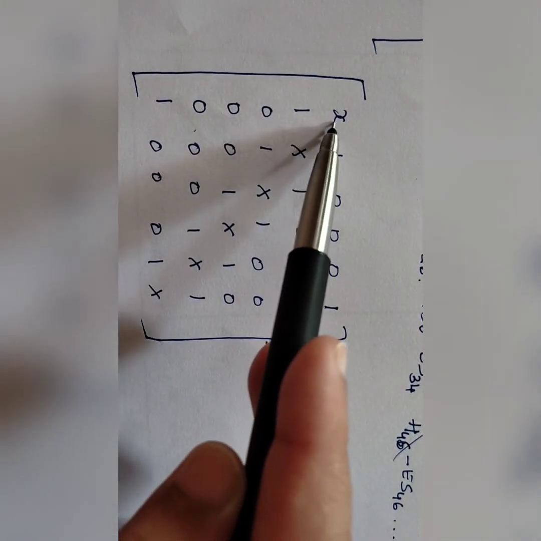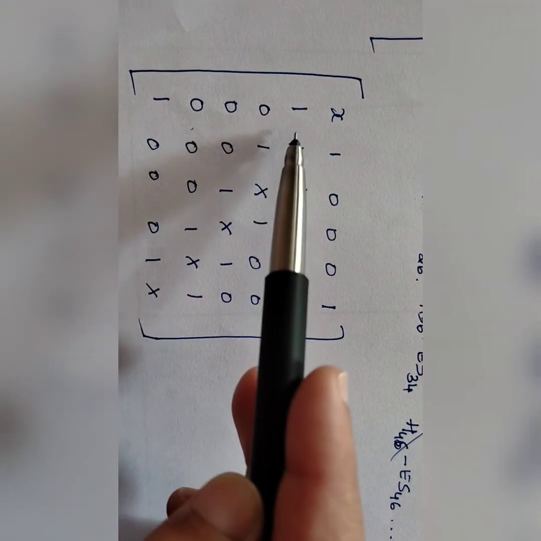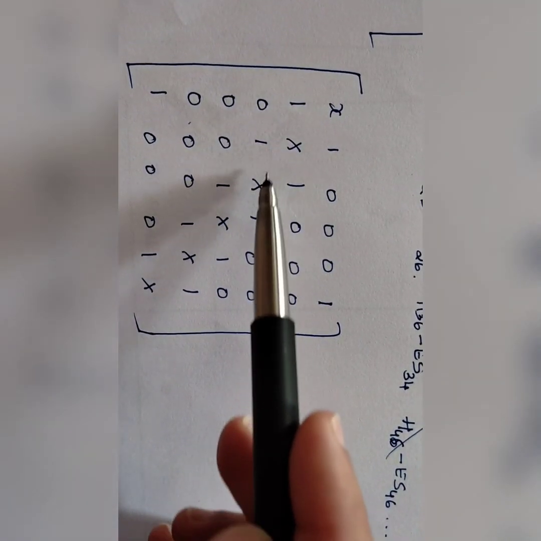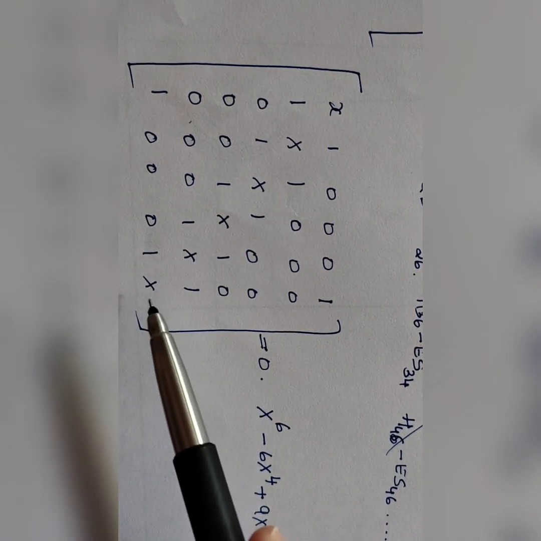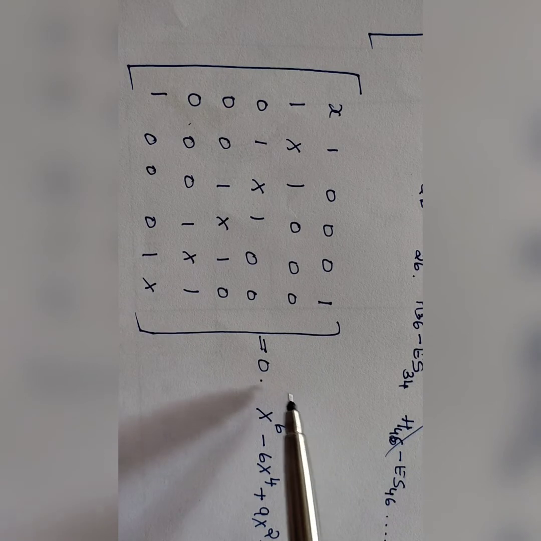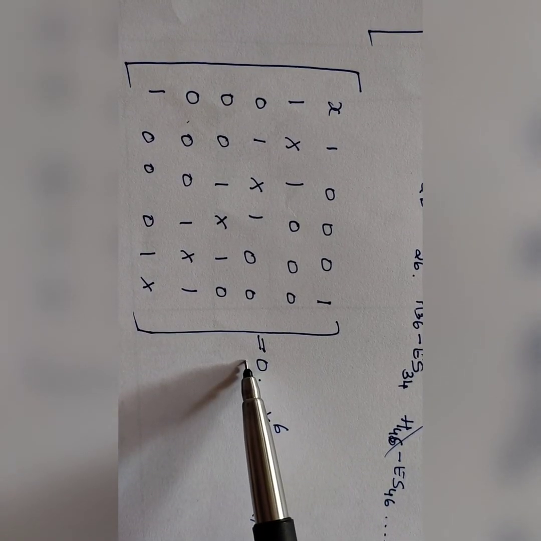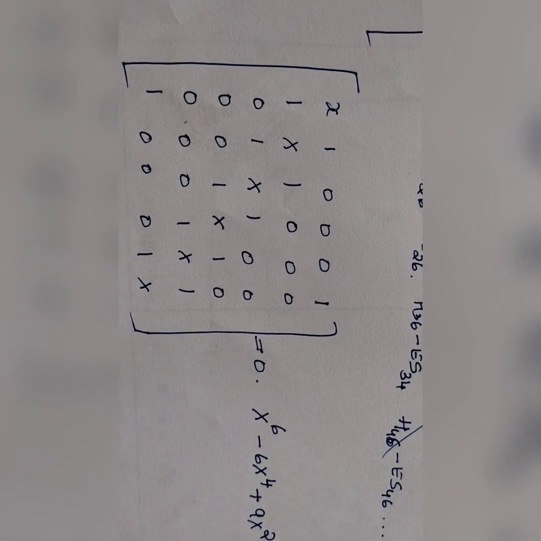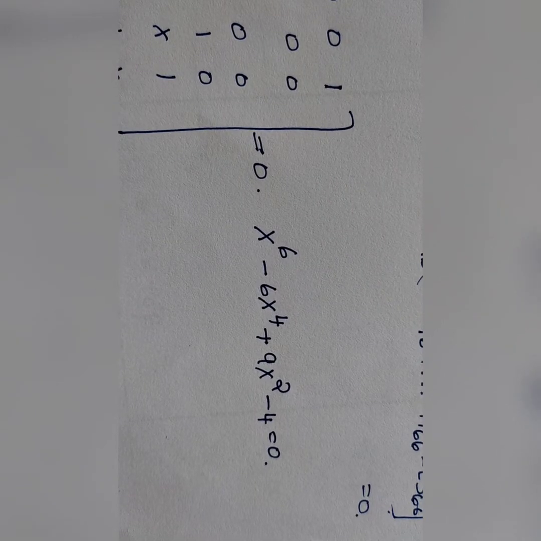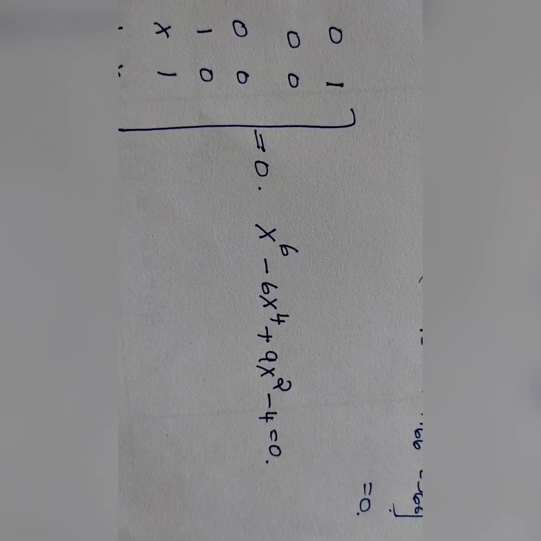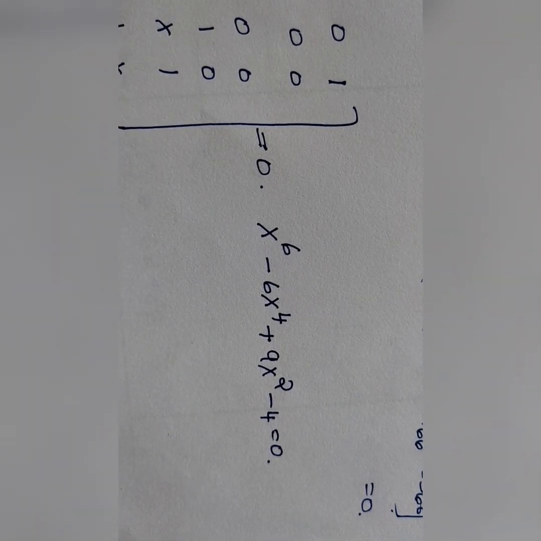So, finally, the secular equation is written in terms of x. This is how it can be written. We have x diagonally, and finally writing it is equal to 0 is a must. Now, this secular equation can also be written as x to the power 6 minus 6 x to the power 4 plus 9 x square minus 4 is equal to 0.